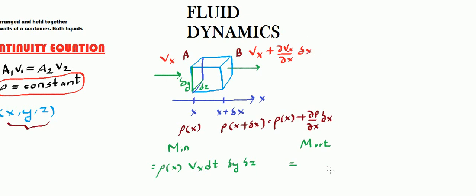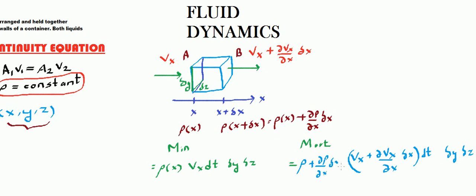So what is m out? It's easy. To calculate m out, first you write velocity into dt. So what is the velocity at B? It is Vx plus del Vx divided by del x into delta x. So this is my velocity at B. Multiply with time. Now you multiply with area. What is the area? Area is the same, which is dy into dz. Now, what is rho? At the end, we always multiply rho. So rho is rho plus del rho divided by del x into delta x.